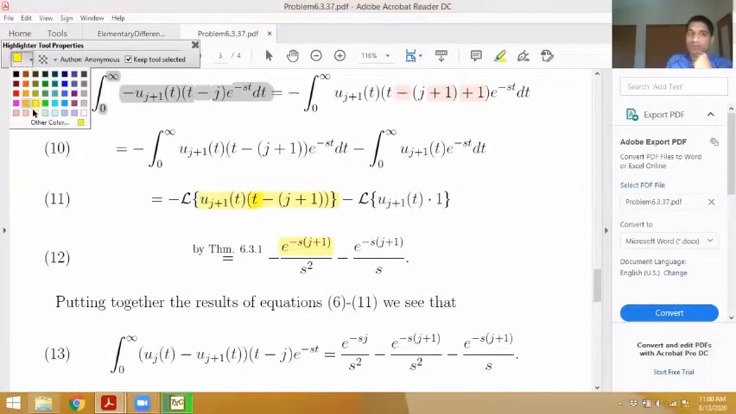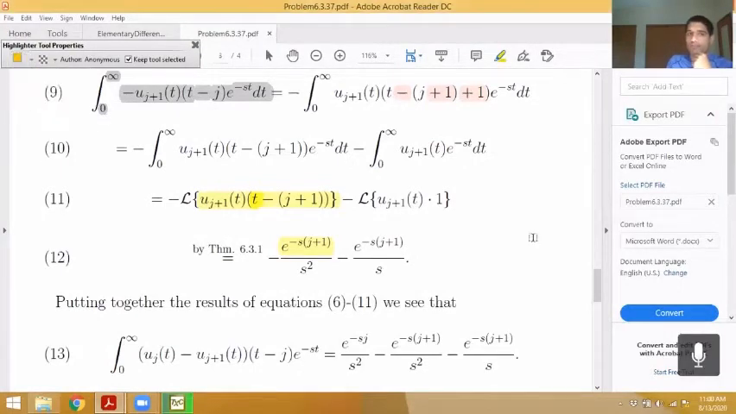And then similarly, I'm going to have that here. Let's see if I could do this part more effectively. There we go. The Laplace transform of u_{j+1}(t) times 1 is going to be e to the negative s times (j plus 1) times the Laplace transform of 1, which is 1 over s, and then the negative sign stays up front.